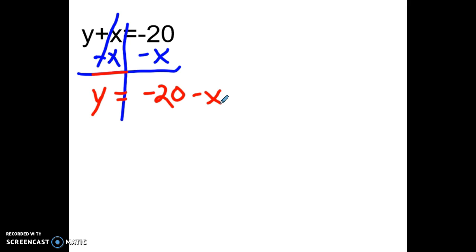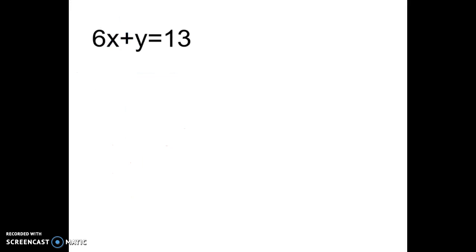Because y is now by itself, I don't have to do anything else. So my slope would be my negative 1, because we can assume there's a 1 right here. And my y-intercept would be negative 20. Okay. The next example is similar to number 3.